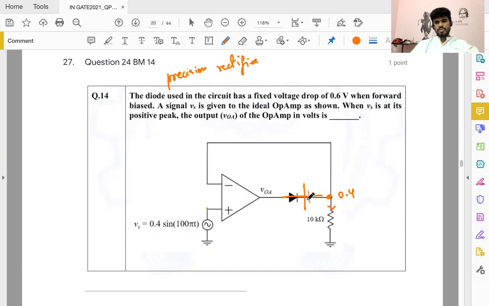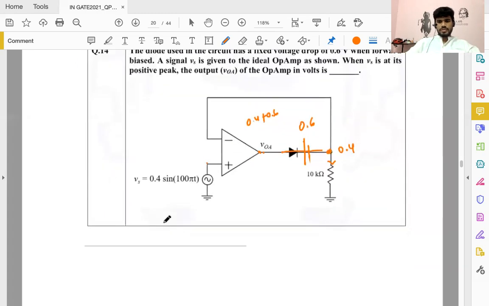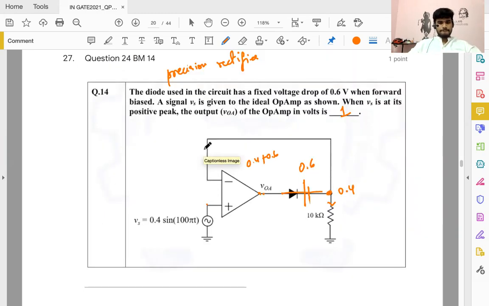the voltage drop always, for a diode occurs like this, 0.6. So this is 0.4. From this direction to this direction, there is a rise of 0.6. So this should be 0.4 plus 0.6. Okay. So answer here should be 1.